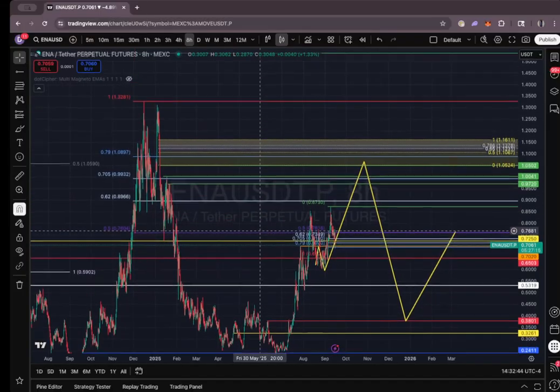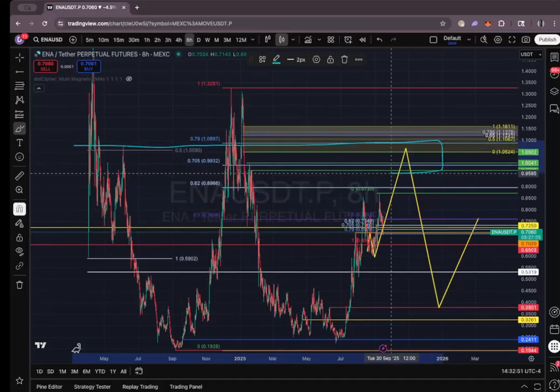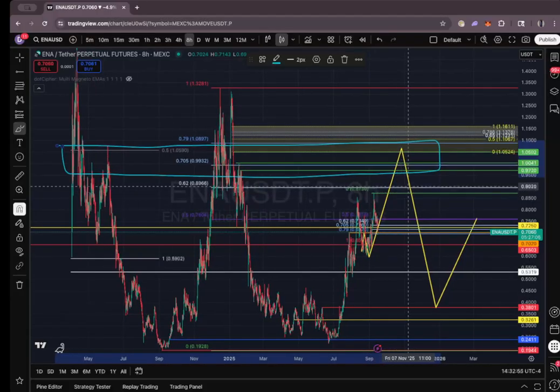That'll be nice. And honestly, this is also range balance right here, right at the $1. So there's a lot of confluence right at $1 on ENA if we were to push that high.